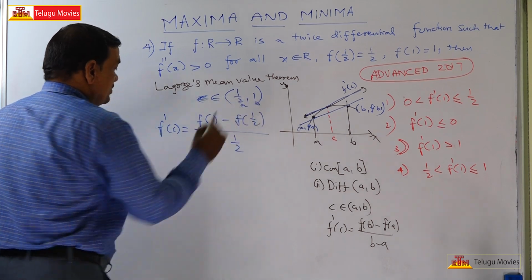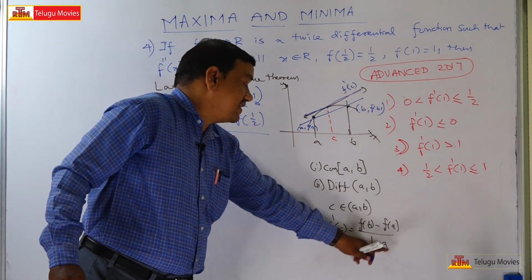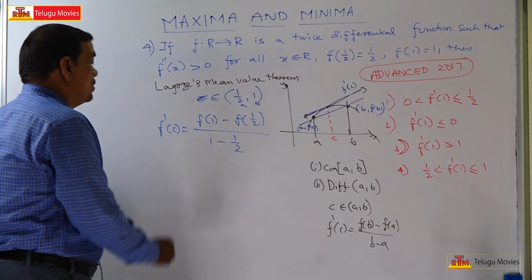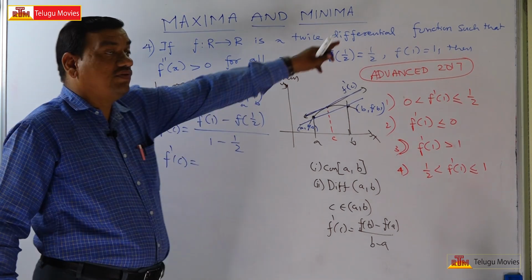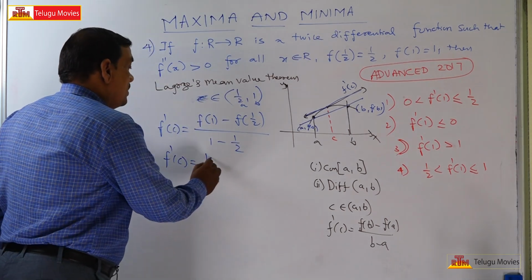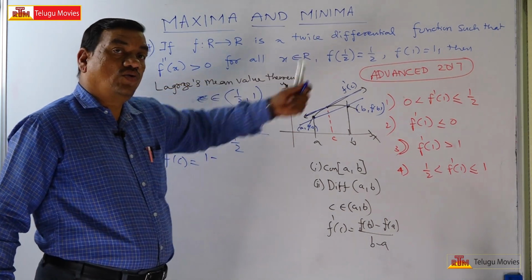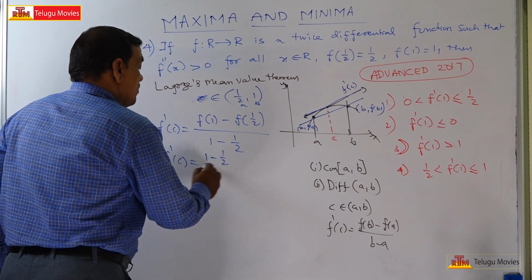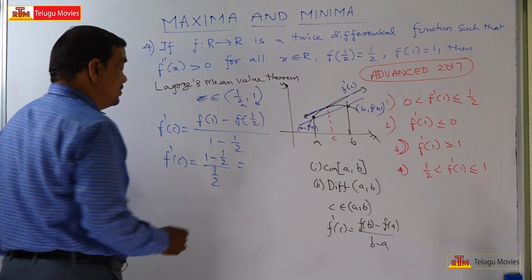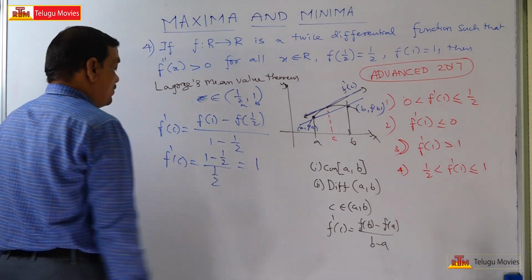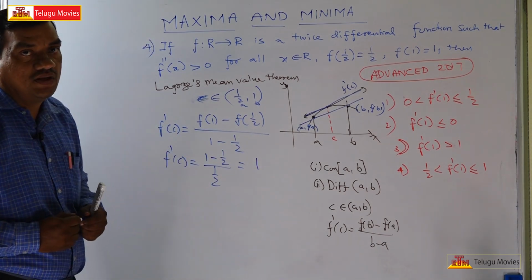So this is A, this is B. f of B minus f of A by B minus A. So f dash of C is equal to, f of 1 value is given as 1, f of 1 by 2 value is 1 by 2, so 1 minus 1 by 2 over 1 minus 1 by 2. So this is 1 by 2 by 1 by 2, which is 1. So f dash of C is equal to 1.